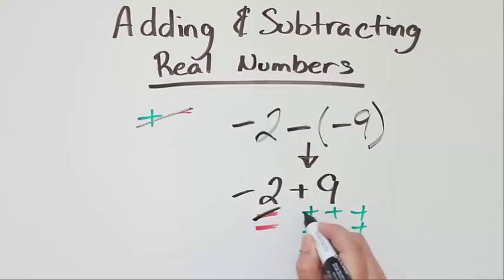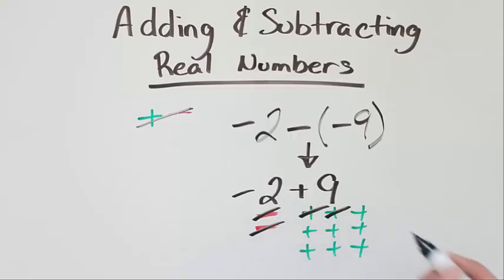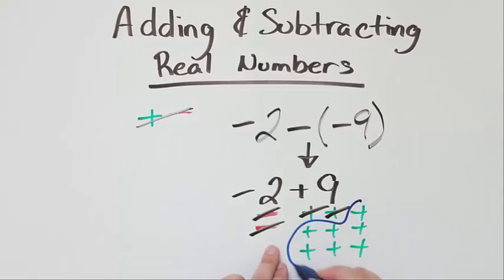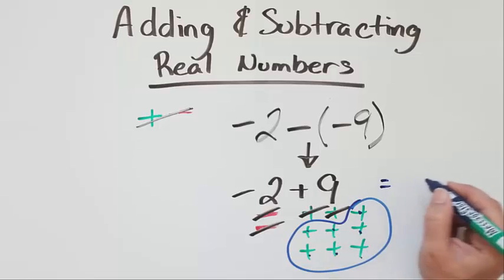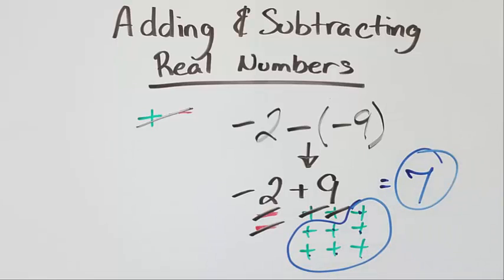So this negative pairs with a positive. This negative can pair with a positive. I'm running out of negatives, so I have nothing else to pair with. 1, 2, 3, 4, 5, 6, 7. There are 7 positives left, so my answer is a positive 7.